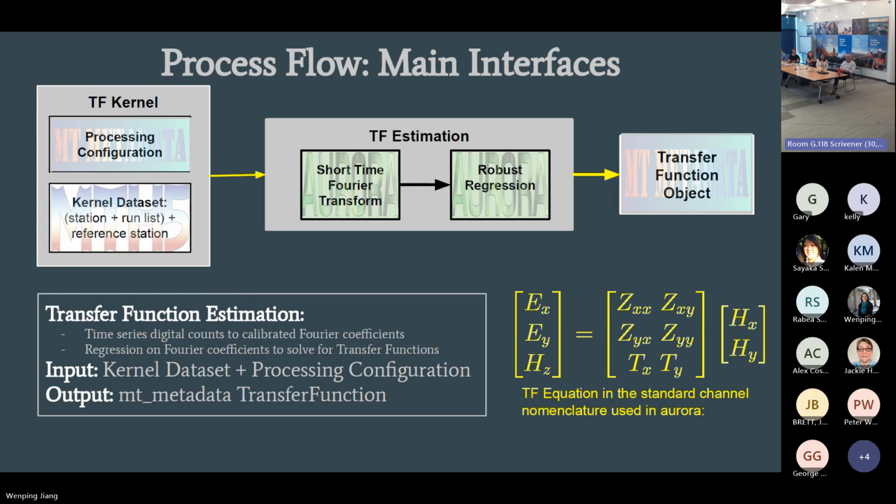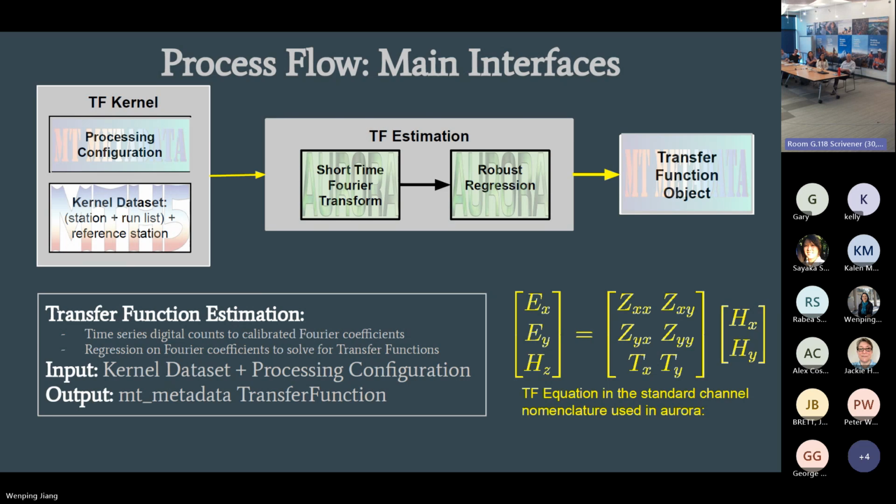So you can see that the processing config input to the TF kernel is actually an MT metadata object, which means it has a lot of nice properties that have been carefully built into MT metadata. You can push it to a JSON file. There's been a lot of work in making it validatable, and the standards for it are recorded. So that's all there in the inputs, and it's there again in the outputs: the transfer function object is an MT metadata object.